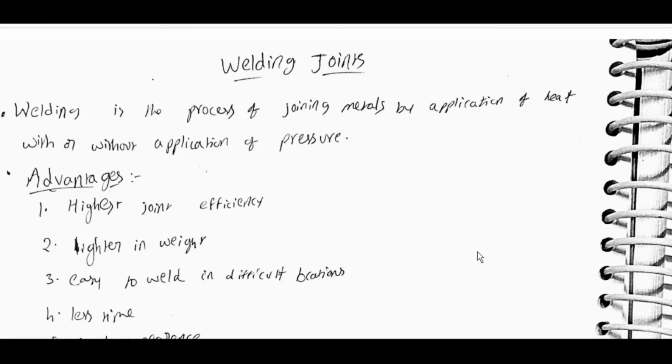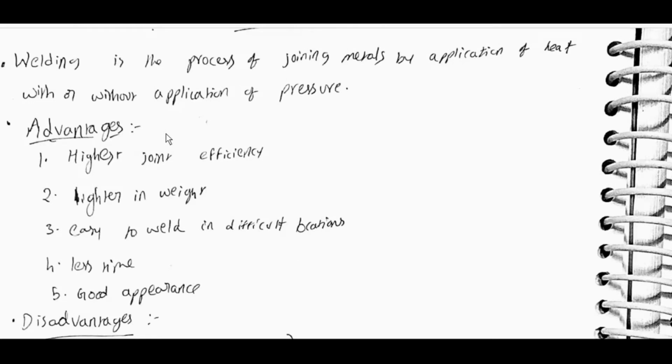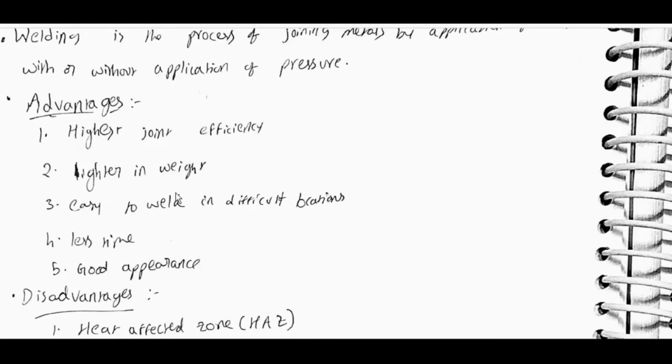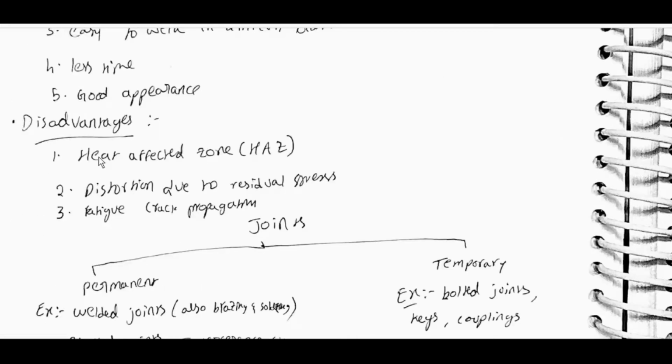Welding joints. Welding is the process of joining metals by application of heat, with or without application of pressure. Advantages: highest joint efficiency, lighter in weight, easy to weld in difficult locations, less time, good appearance. Disadvantages: the heat affected zone has distortion due to residual stresses, fatigue, crack propagation.